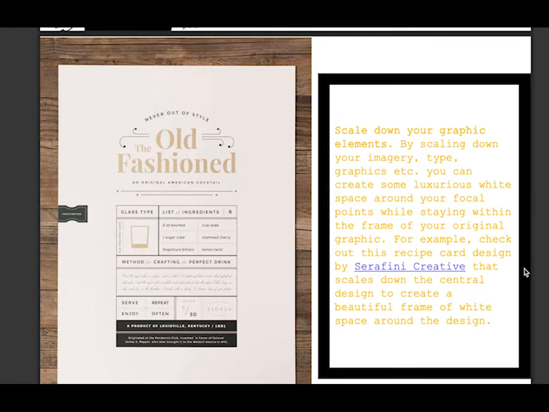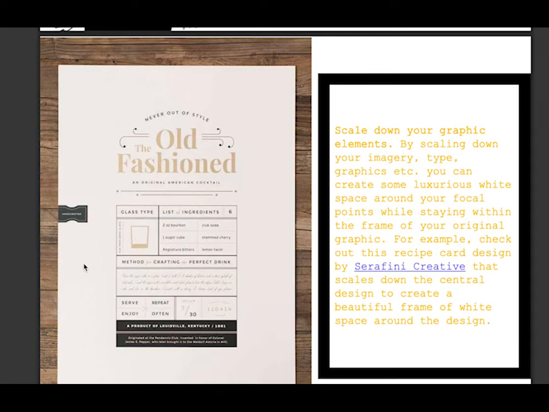Scale down your graphic elements. By scaling down your imagery, type, graphics, etc., you can create some luxurious white space around your focal points while staying within the frame of your original graphic. For example, check out this recipe card design by Serafini Creative that scales down the central design to create a beautiful frame of white space around the design. Now, this whole old-fashioned could have been pushed to be much, much closer to the boundary, but this margin around the graphics makes it so gorgeous and precious.